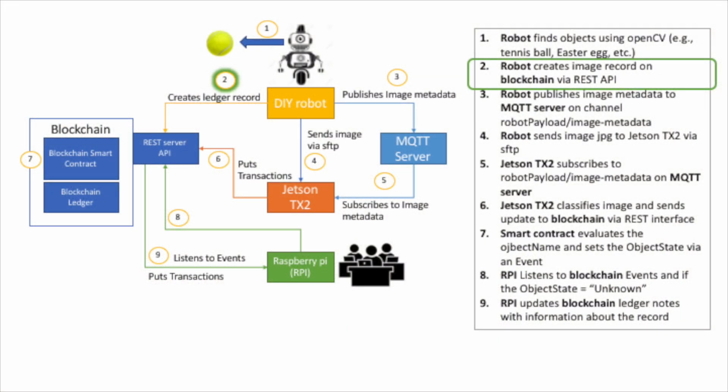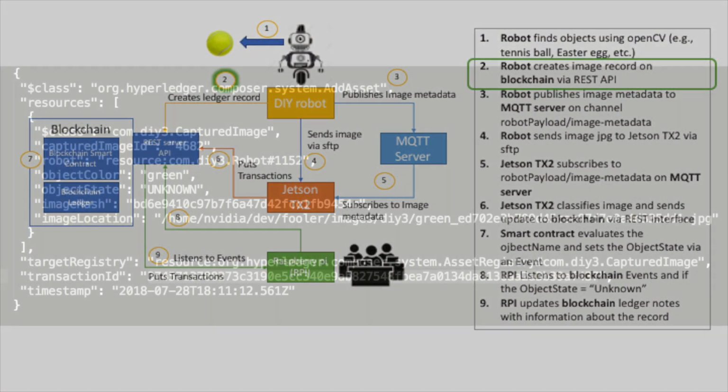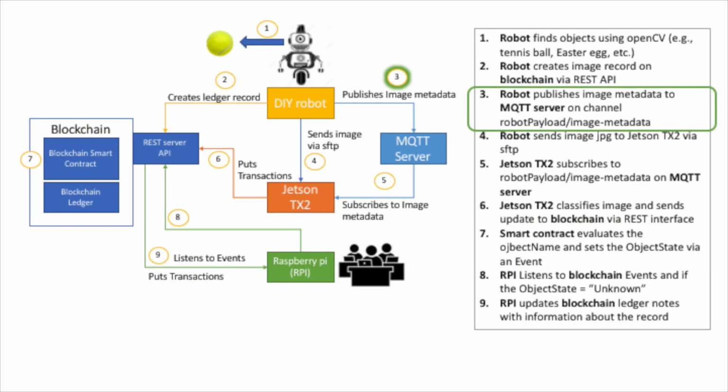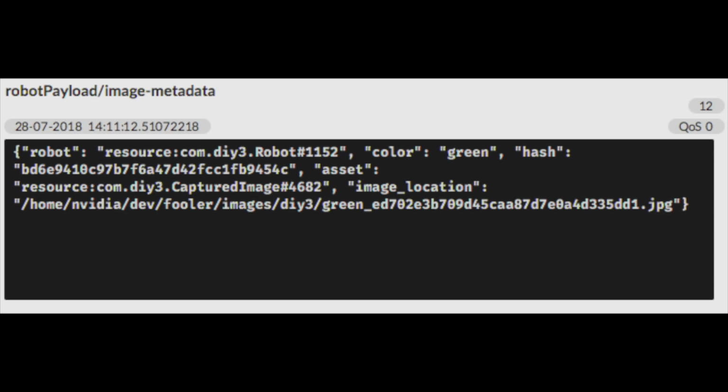Now that the robot has captured an image, let me walk you through the rest of the application. Step 2. The robot creates a blockchain record via the blockchain's REST server. The record is made up from metadata captured from an image as well as the metadata about the robot. Step 3. The robot publishes metadata on a Mosquitto MQTT server.